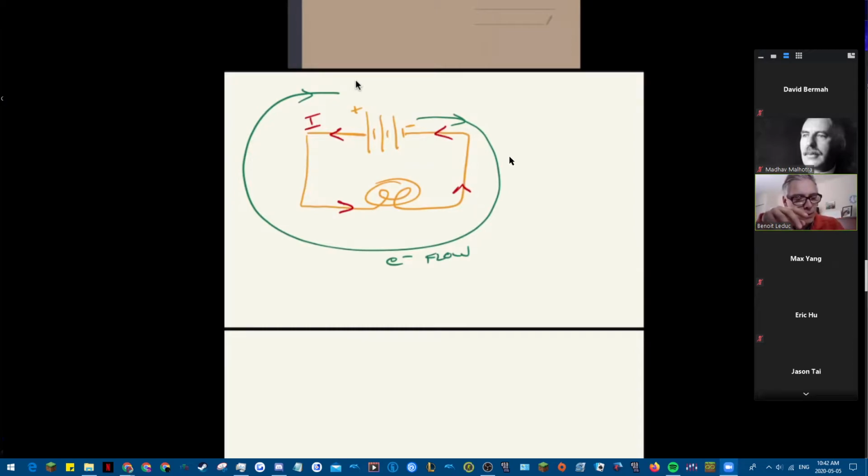Because a long time ago, before they knew what was moving in electricity, they thought that what was moving in electrical circuits were positively charged objects. And of course, if you have a positively charged object, it's going to move from high to low. It's only later on they realized that what was moving was the electrons. And they had already assigned the negative sign to the electrons.